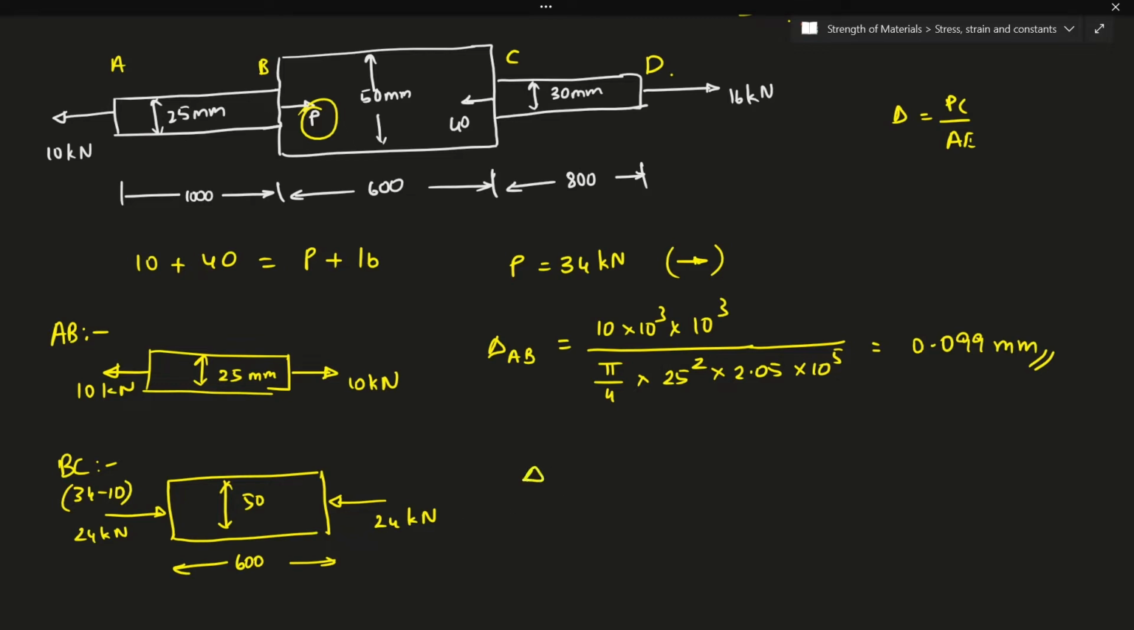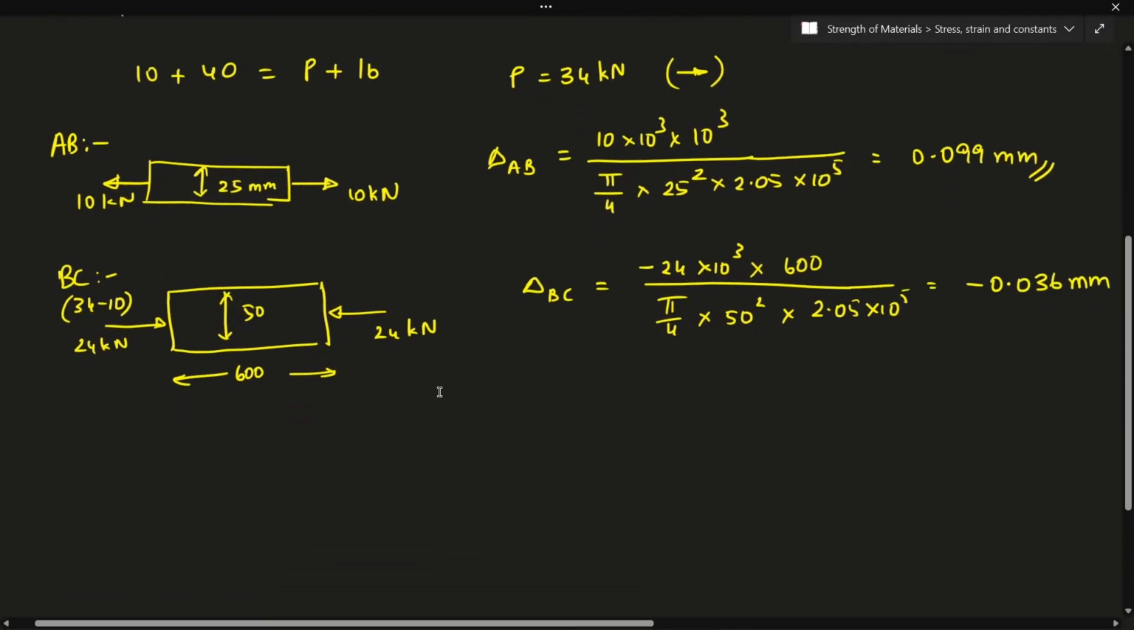Now here again, if I calculate the delta BC, the load is minus 24 into 10 to the power of 3, this is because of compressive load, into 600 divided by pi by 4 into 50 square into 2.05 into 10 to the power of 5, which is nothing but minus 0.036 mm. Right, so here the minus represents there is a contraction, or the material is getting compressed.